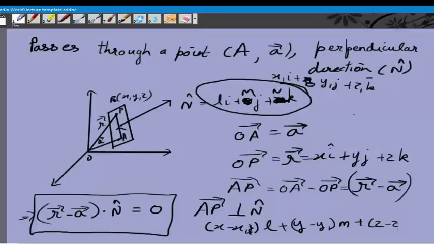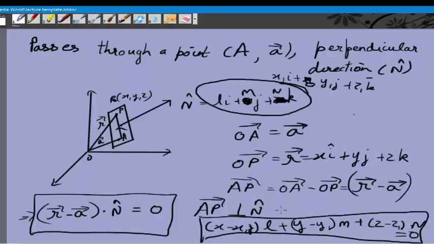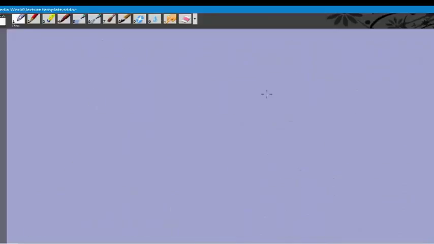Plus z minus z1 into n is equal to 0. This is another form of the equation. Now let's look at the final form of the equation. A plane which passes through 3 given points.